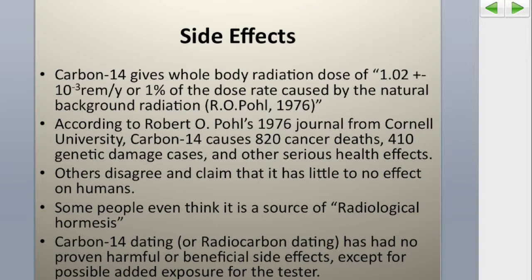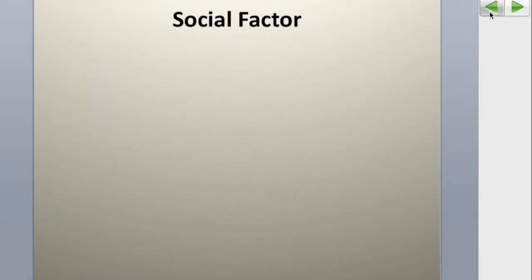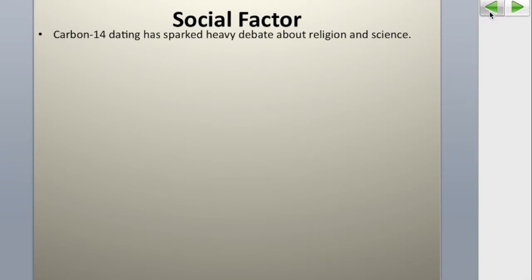Some people even think it is a source of radiological hormesis, which is a hypothesis that low doses of radiation actually help prevent disease by activating mechanisms in the body that fight it. Social factor. C14 dating has sparked heavy debate regarding religion and science.